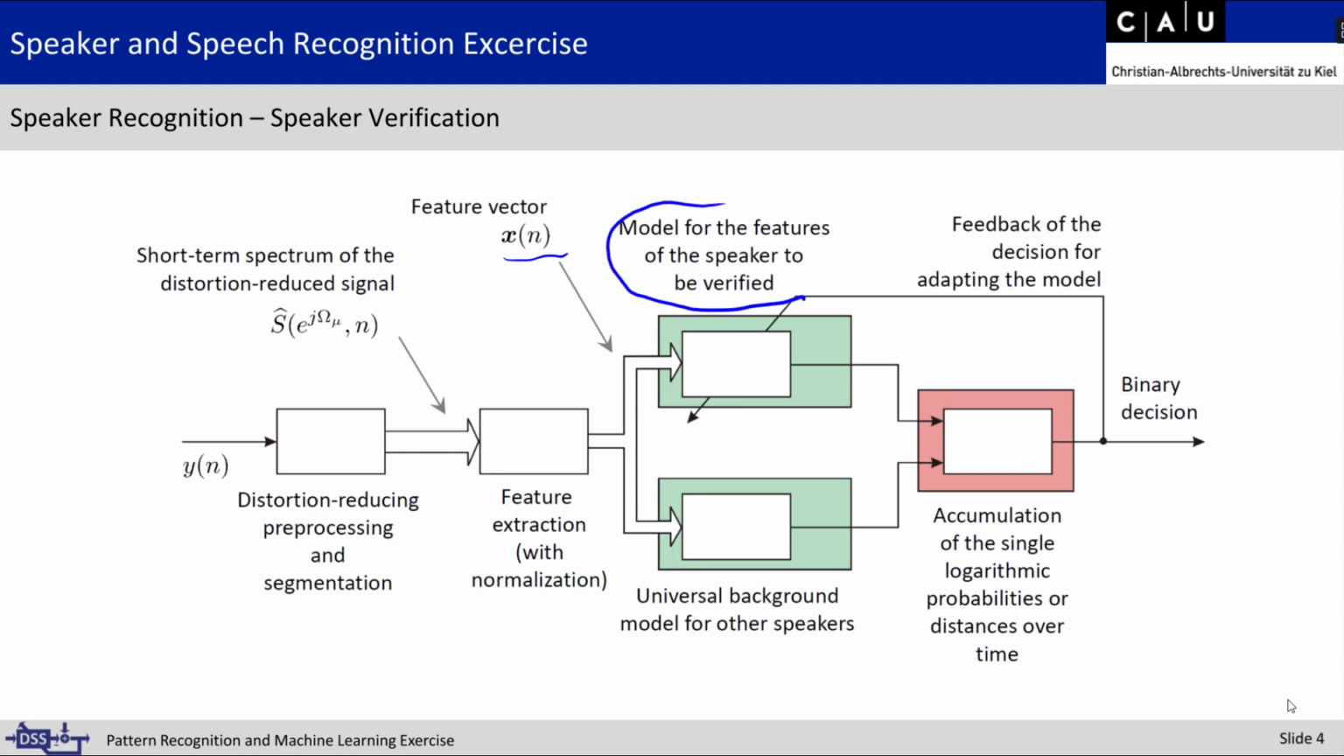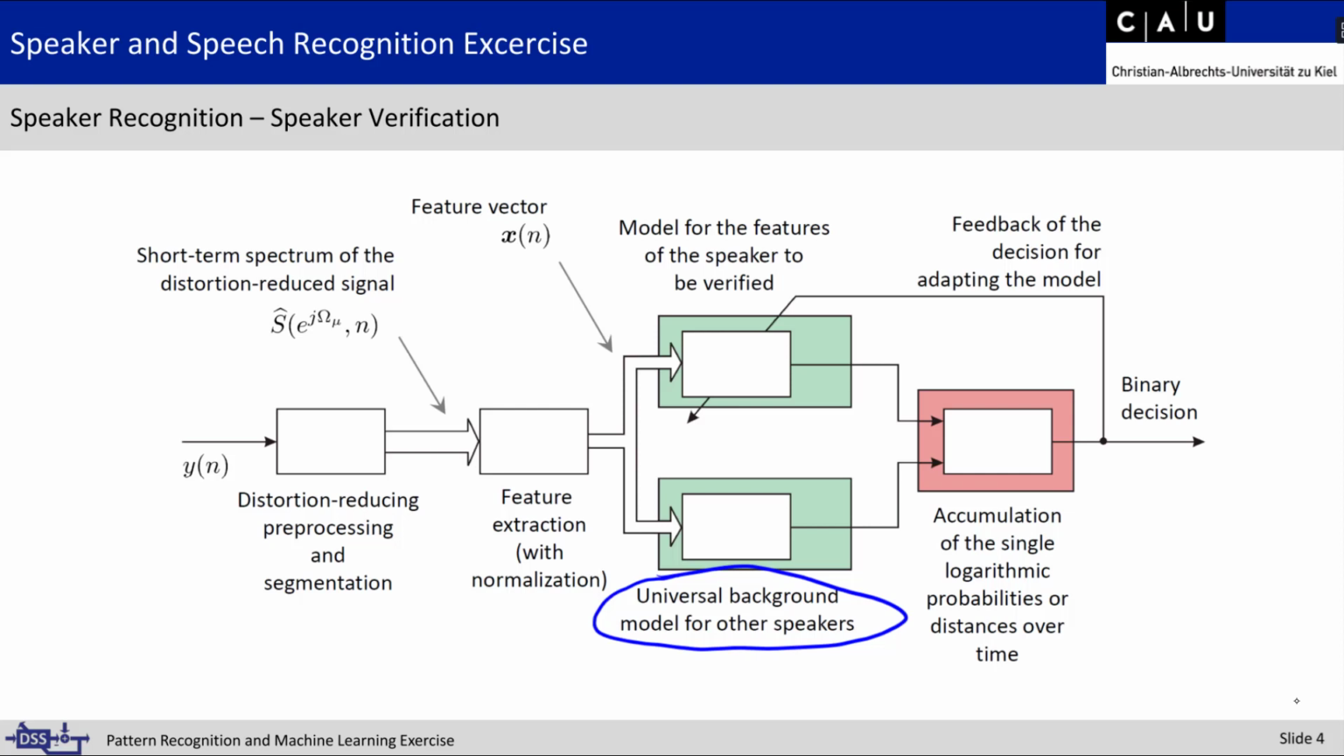In this case we only check against one verified speaker model. So we calculate the distance between our feature input vector and our model and get an output out of it. Besides the model for the speaker to be verified, we also have a universal background model. This model is trained with speech signals from multiple other speakers, because it's just a model that we use for comparison to our verified speaker model.